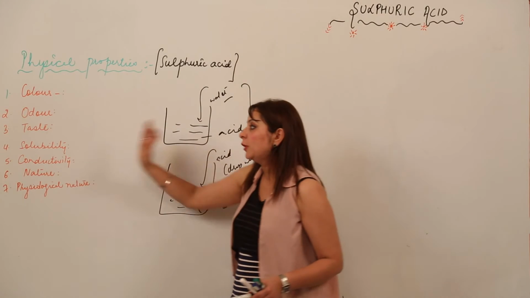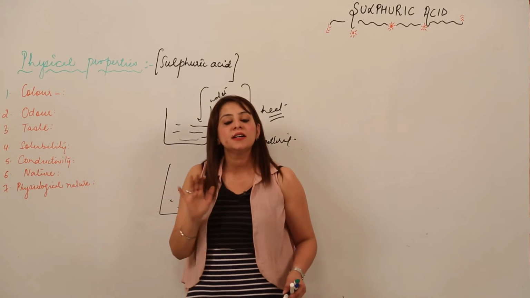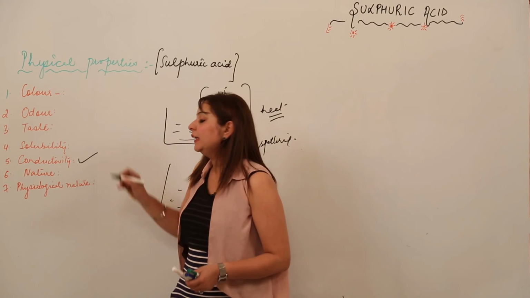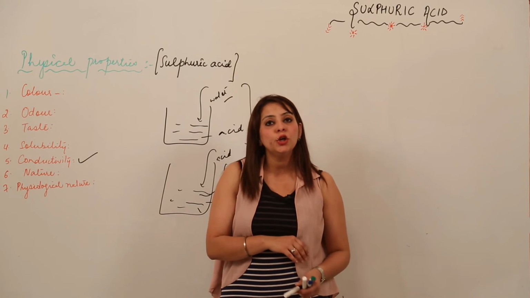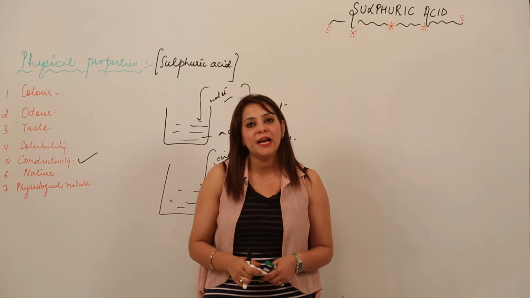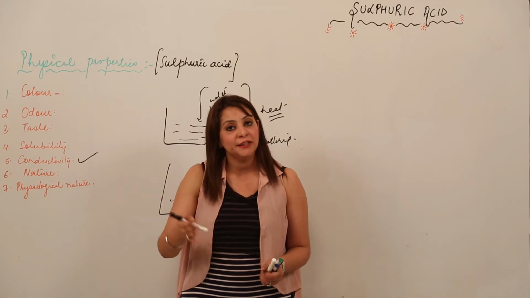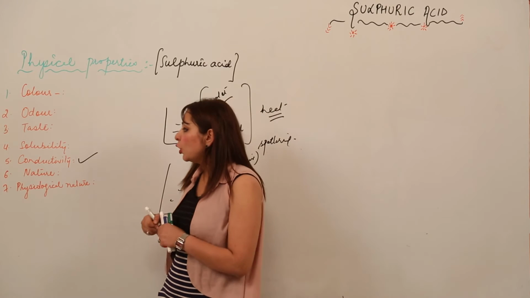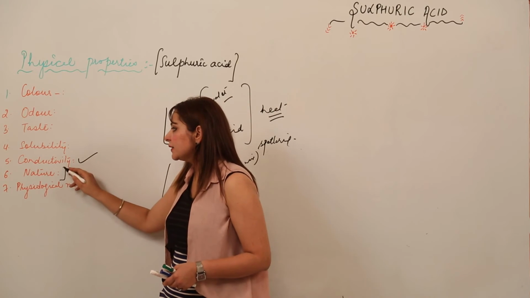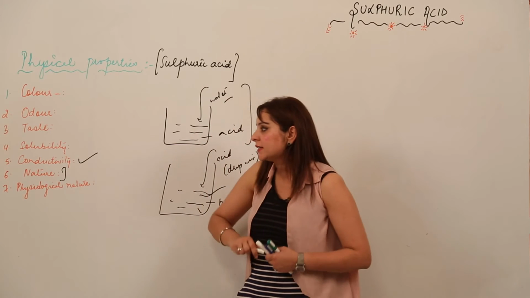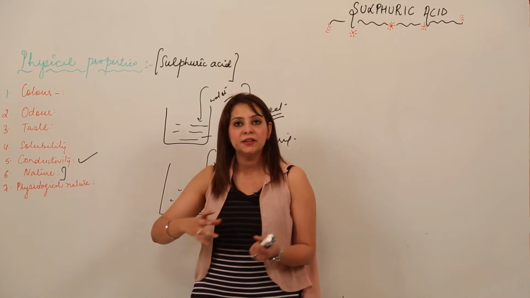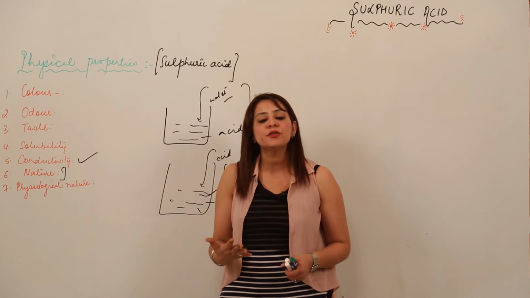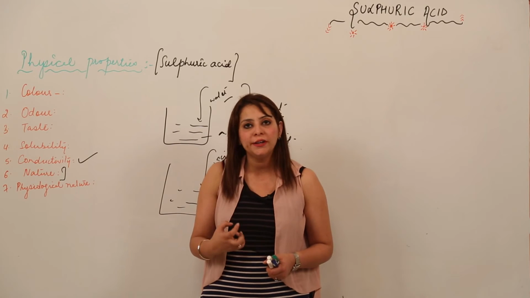But moreover, when we talk about solubility, it is clear that sulfuric acid is soluble in water in all proportions. Now when we talk of conductivity, whether it conducts electricity or not, you should know that pure sulfuric acid is actually a bad conductor of electricity, but the dilute one is a good conductor of electricity, right? Now when we talk of the nature, what kind of nature it possesses, you should know that it is a strong acid. It is actually regarded as a strong acid. It completely dissociates to produce its hydrogen ion when it is dissolved in water.